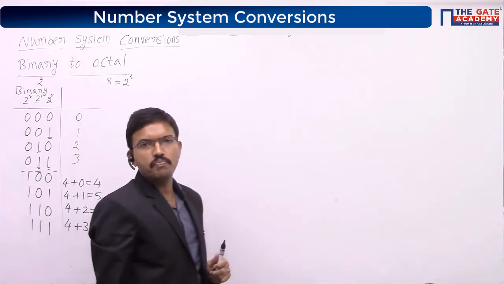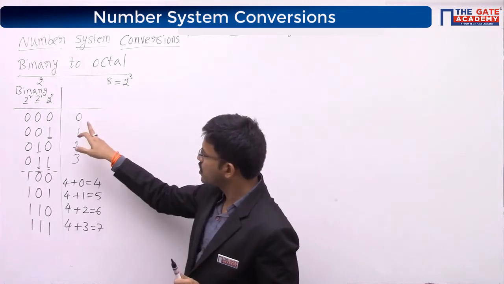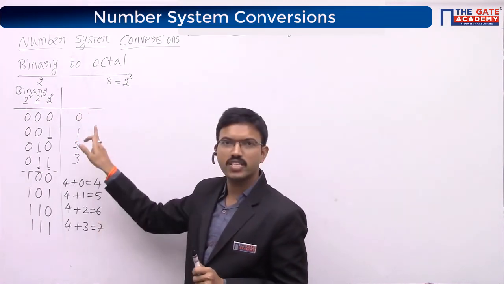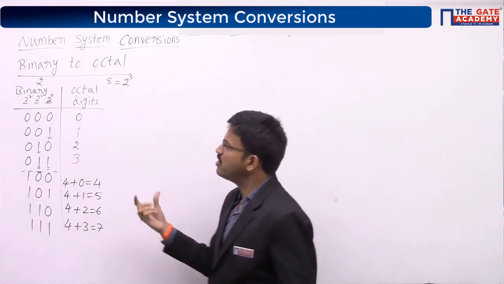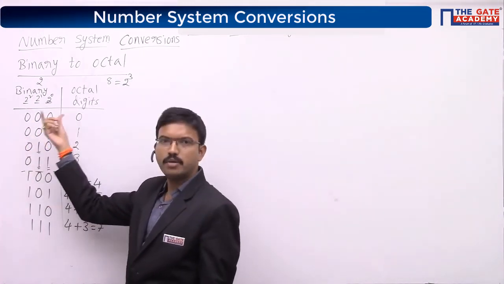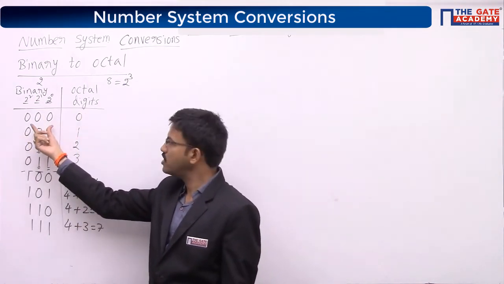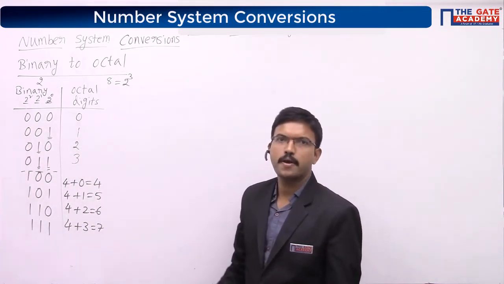Now just observe, I am considering the binary number as the input, and I am getting the equivalent value like this. For a single digit, I am getting the values 0 to 7. These are nothing but octal digits. So whenever you want to convert a binary number into octal, you require 3 bits. If you have 3 bits, you can make a group of 3 bits, and you will get the corresponding octal digit.